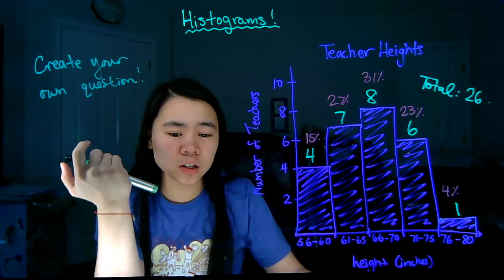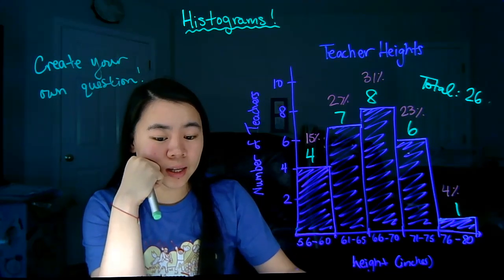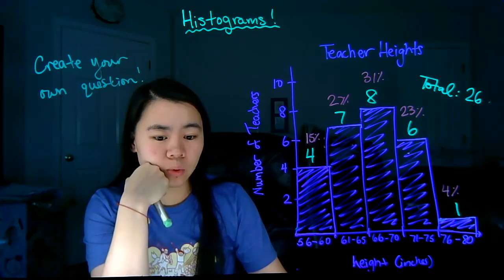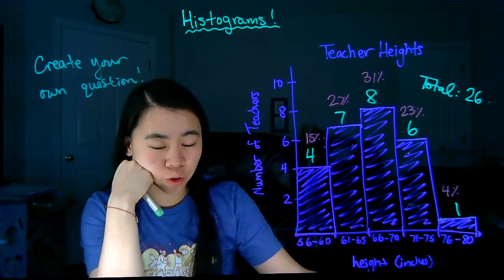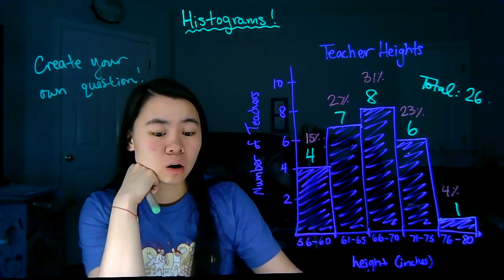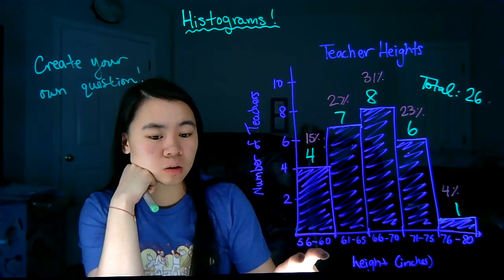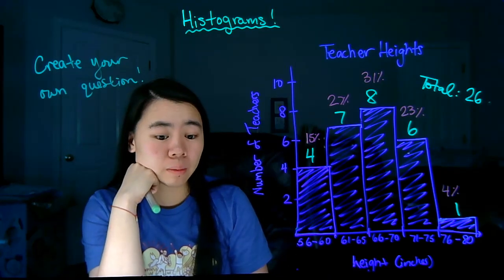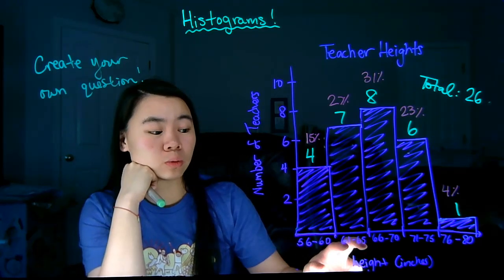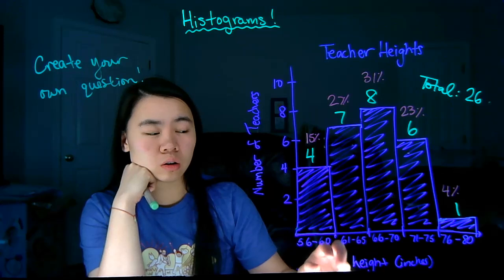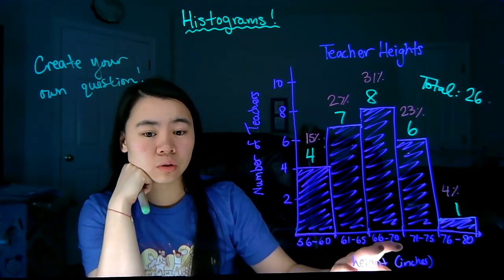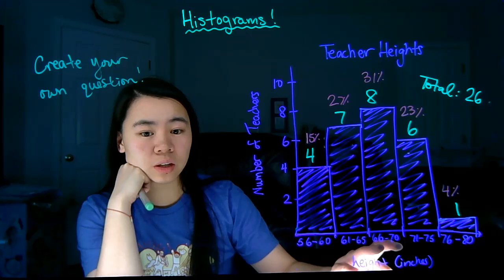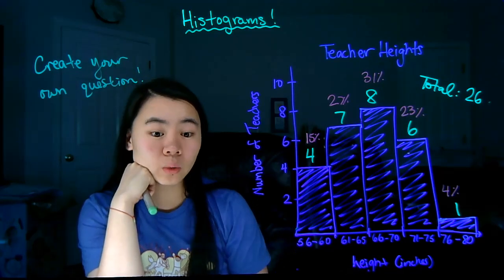Create your own question. There are a lot of things that we can ask about this histogram. We can say, how many teachers are within each bin? That's your frequency. How many teachers are between 56 and 60 inches tall? 4. How many teachers are between 61 and 65 inches tall? 7. How many teachers are between 66 and 70 inches tall? 8. We can even get fancy.